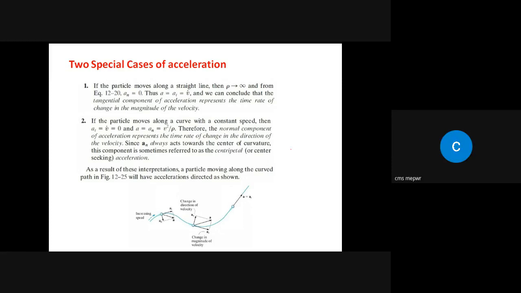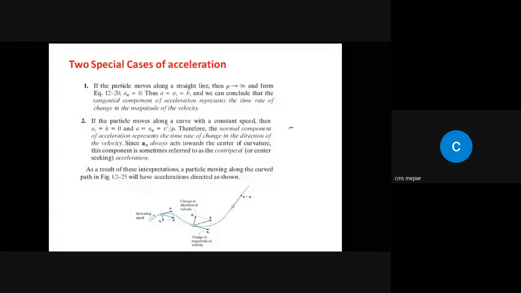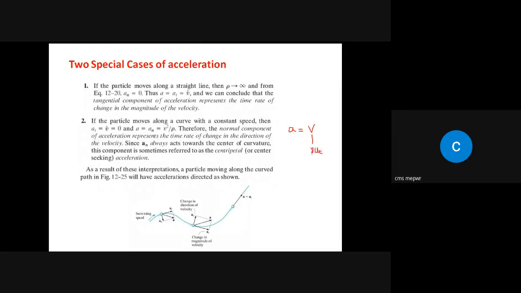Okay, so the two special cases for acceleration while using the normal-tangential coordinate system. Let's look at the first one. What is acceleration? If we want to define acceleration, it is the change in velocity with respect to time, right? Velocity has two things: one is the magnitude and the other is the direction. So if there is a change in magnitude, we will have acceleration. If there is a change in direction, still we will have acceleration. And if there is a change in both, again we will have acceleration. But if the magnitude as well as the direction remain constant, then we will not have any acceleration.